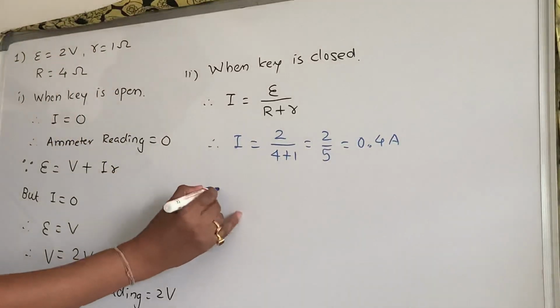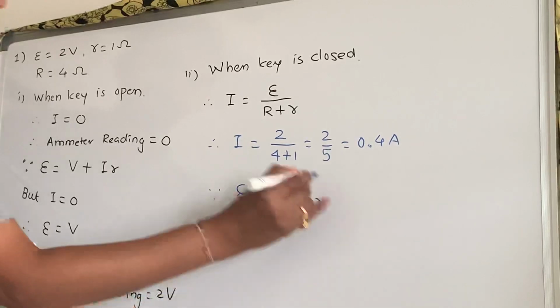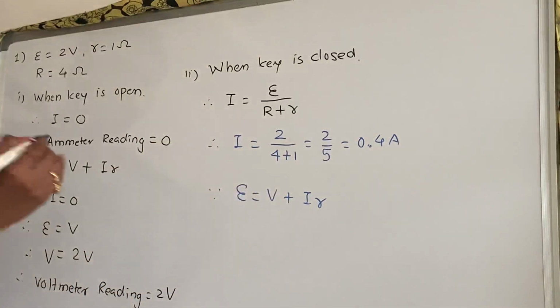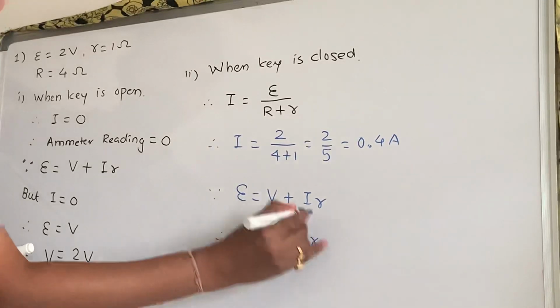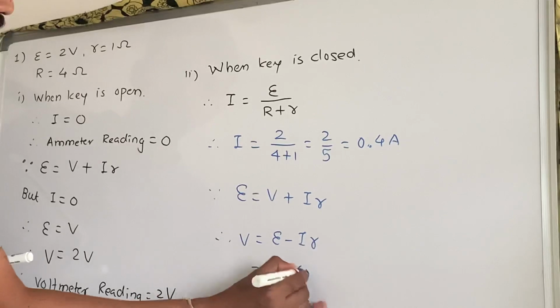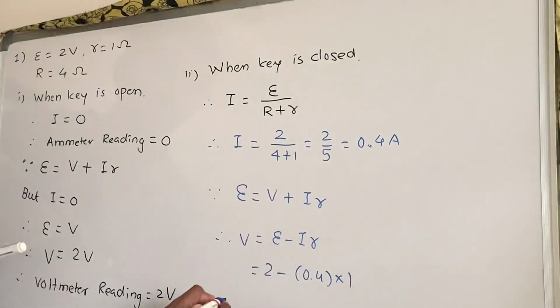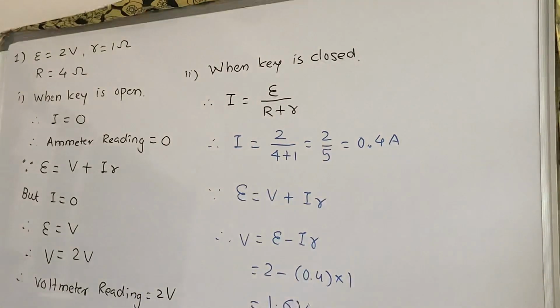Now we want the terminal voltage, that is E is equal to V plus Ir, right? So V is equal to E minus Ir. The value of E is given as 2 minus I is 0.4 into 1. So this is equal to 1.6 volt, right? This is our first question in which there are two parts, when the key is open and when the key is closed. We'll go with the next question.